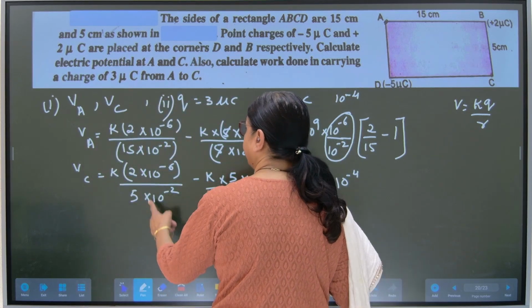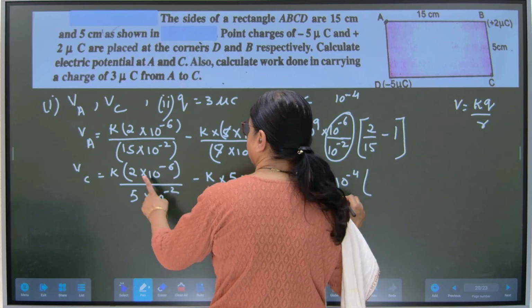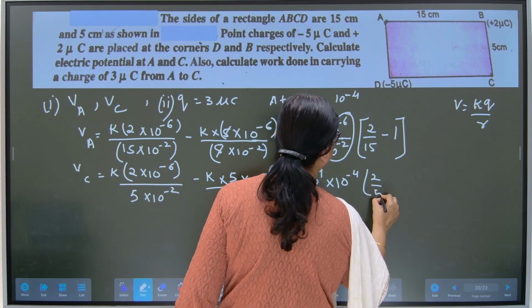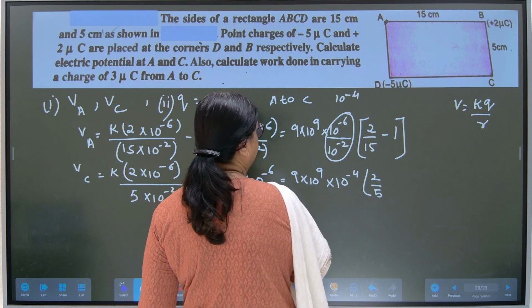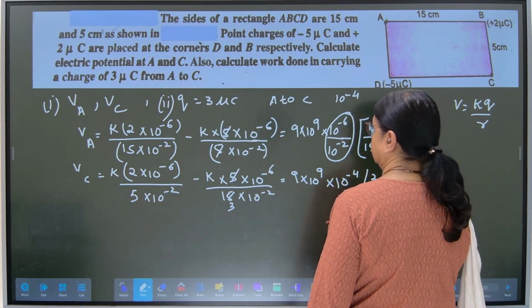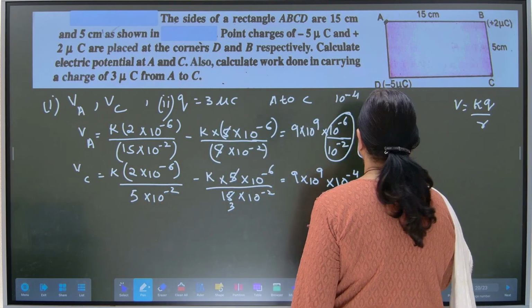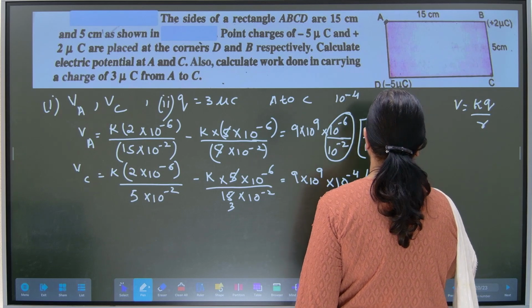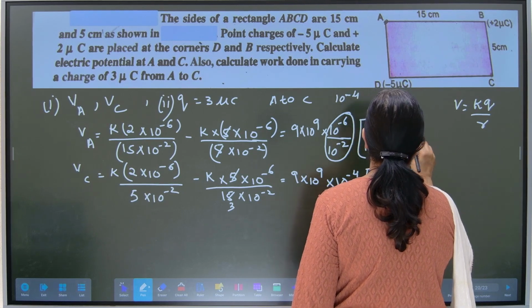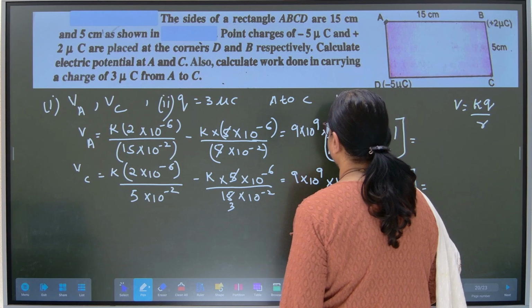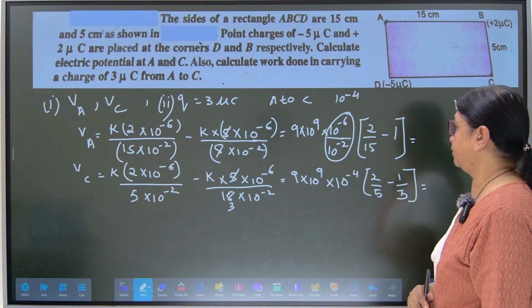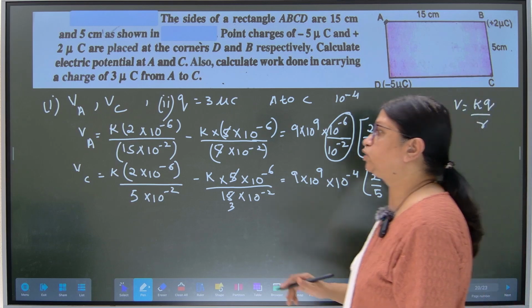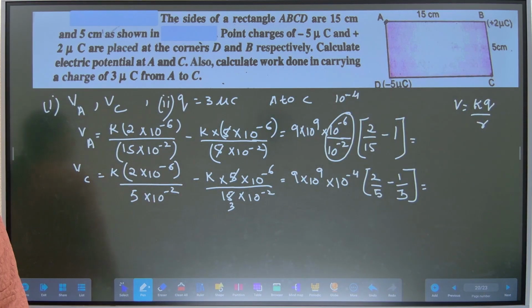What is left out here? 2 upon 5. Cancelling 5 and 15, I have 1 upon 3. Okay. So this value I shall write and this value also I shall write. Find out it mathematically and write it here. Fine? Okay. So till then you can understand what is written here.